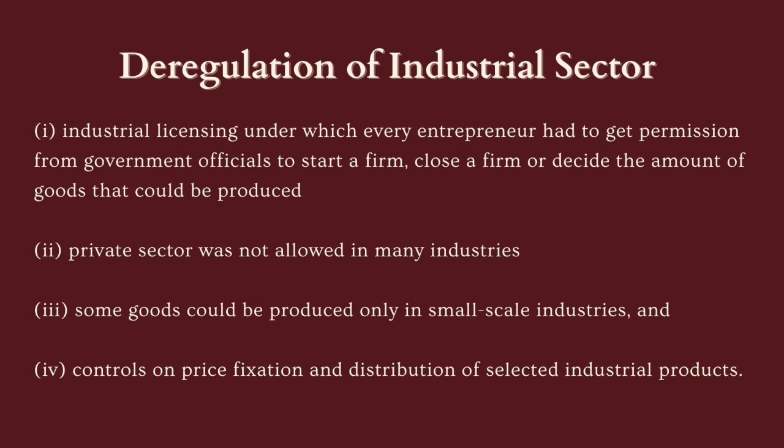The second point is that the private sector was not allowed in many industries. Third one, some goods could be produced only in small scale industries. And lastly, controls on price fixation and distribution of selected industrial products. The reform policy introduced in and after 1991 removed many of these restrictions.